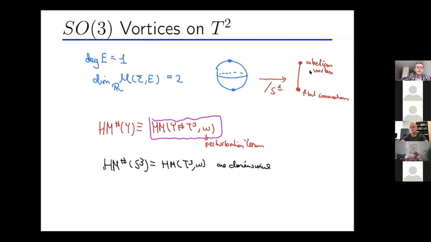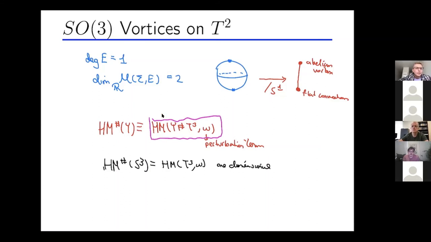One can show that. So if you had defined, in a parallel universe, a framed monopole Floer homology to be just like HM of Y connected sum with T3, with this perturbation term omega, which comes from the curvature on the determinant line bundle, then this would have been telling you that this framed monopole Floer homology is one dimensional, right? And this moduli space of SO3 monopoles, or SO3 vortices more precisely, would have provided a natural cobordism between the two generators of this framed monopole Floer homology and this framed instanton Floer homology, at least in the case of S3.